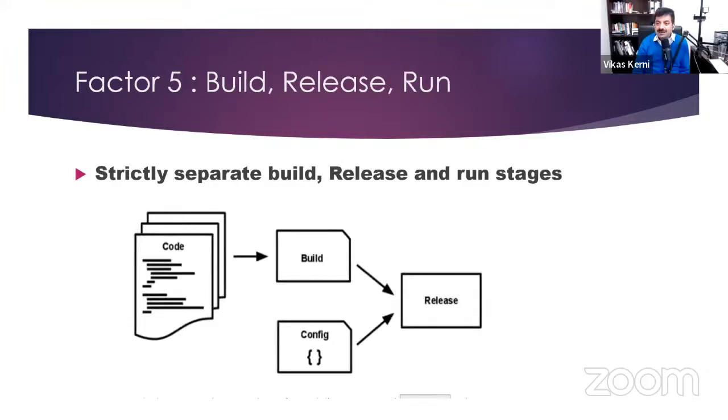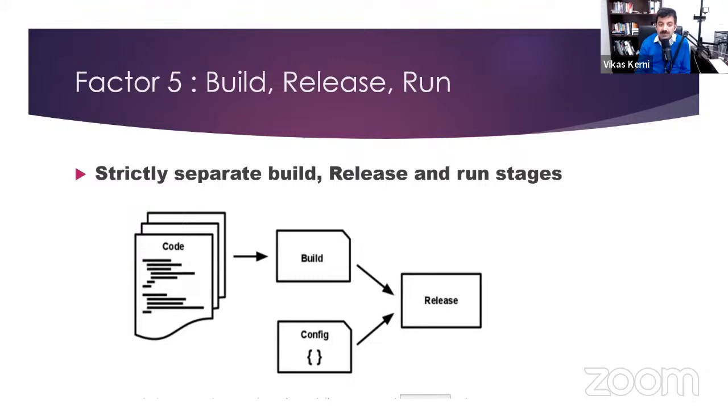So factor five, I think we are all implementing it. It says the build, release, and run should be separate processes. They should be separate activities. You should never modify the code once it has been released into production. I have seen people modify some ASP.NET files, text files, and deploy them on production and never check them in to the repository, any GitHub repository.